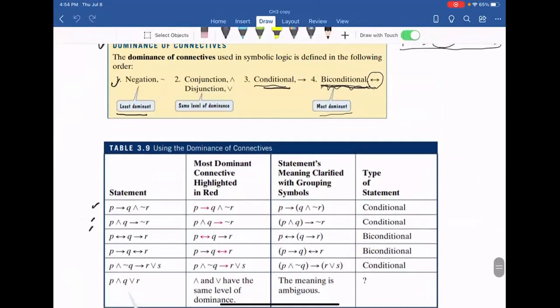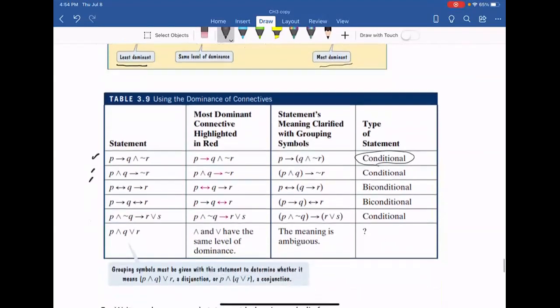So from here, you will find what is the most dominant. So we have conditional, we have conjunction. So what's the most dominant is this conditional. So this is a conditional statement. Actually, we won't have this in the assignment. I just want to explain this for you. Okay, so this is the most dominant.